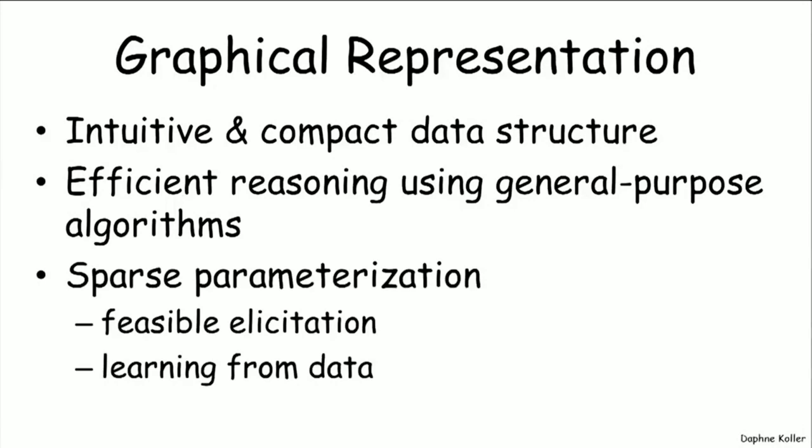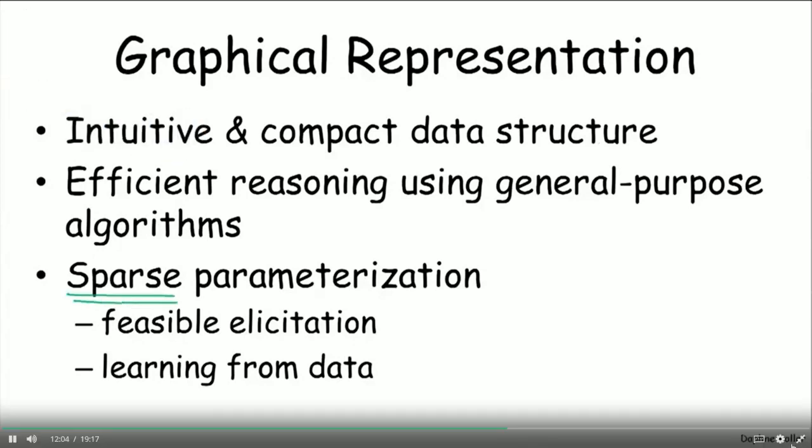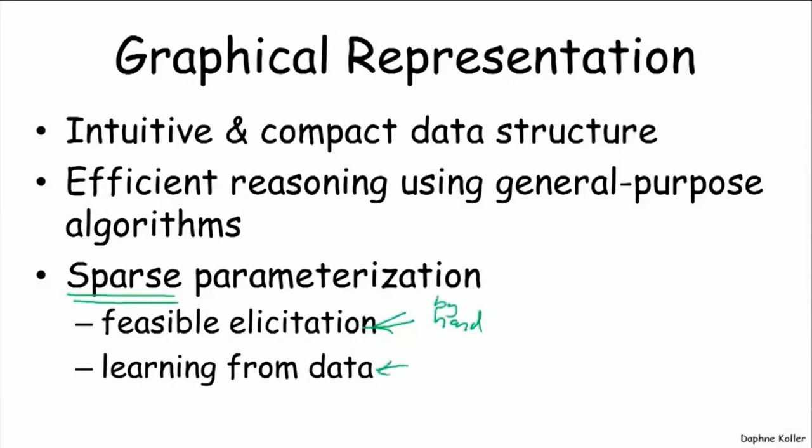And because of the way in which the graph structure encodes the parameterization of the probability distribution, we can represent these high-dimensional probability distributions efficiently using a very small number of parameters, which allows us both feasible elicitation by hand from an expert, as well as automatically learning from data, and in both cases, a reduction in the number of parameters.